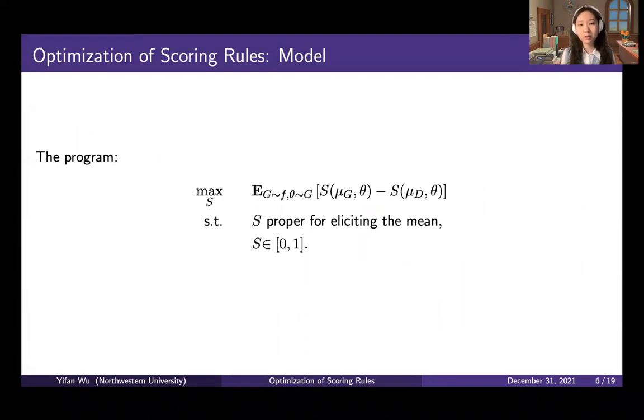So our program is written as maximizing the expected difference between reporting the marginal mean of posterior and reporting the marginal mean of the prior. And two constraints. First, S should be proper for eliciting the mean. And second, S should be bounded in 0 and 1.